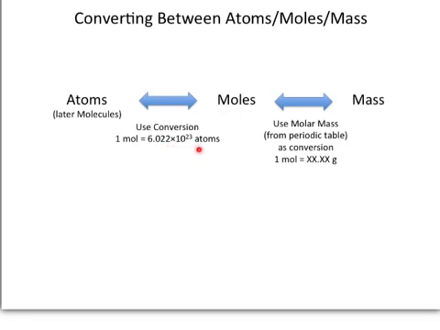To convert back and forth between moles and mass, we're going to use the molar mass that we have in the periodic table. So 1 mole is equal to whatever that mass is that's given for that element in the periodic table. We can go directly between moles and atoms or between moles and mass, but if I need to go from atoms to mass or in the other direction, I have to go through moles first, and so I have to do it in 2 steps. So let's look at a couple of different examples.